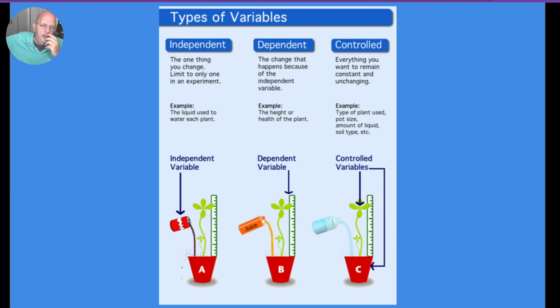The dependent variable is height. How high did the plant grow? So my controlled variables, let's think about this. I want to ensure that each one of my plants gets the same amount of light each day. I want to make sure of the same type of soil. I want to make sure the same type of plants are on all 4 or 5 plants.